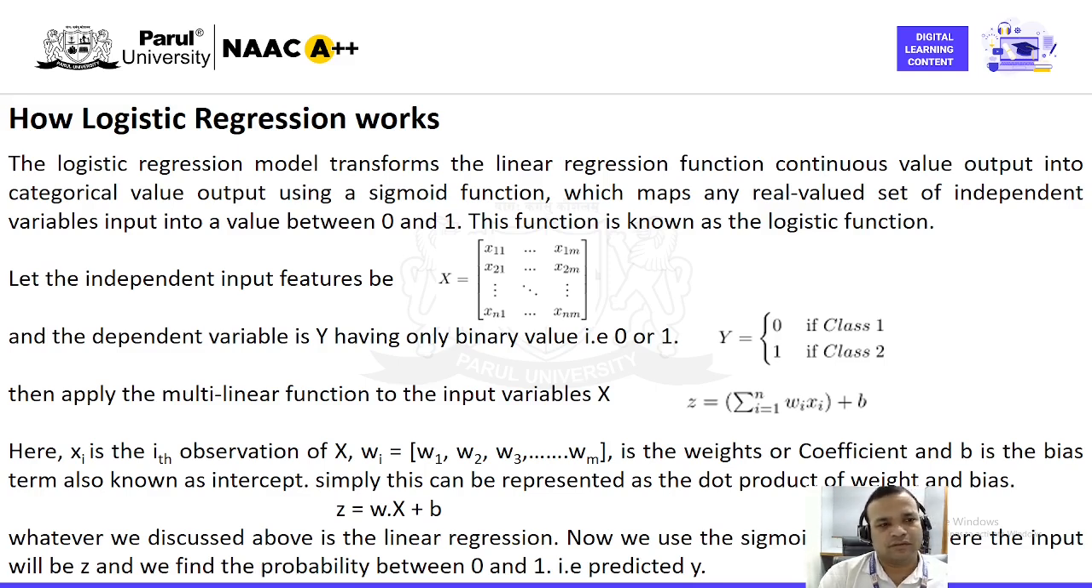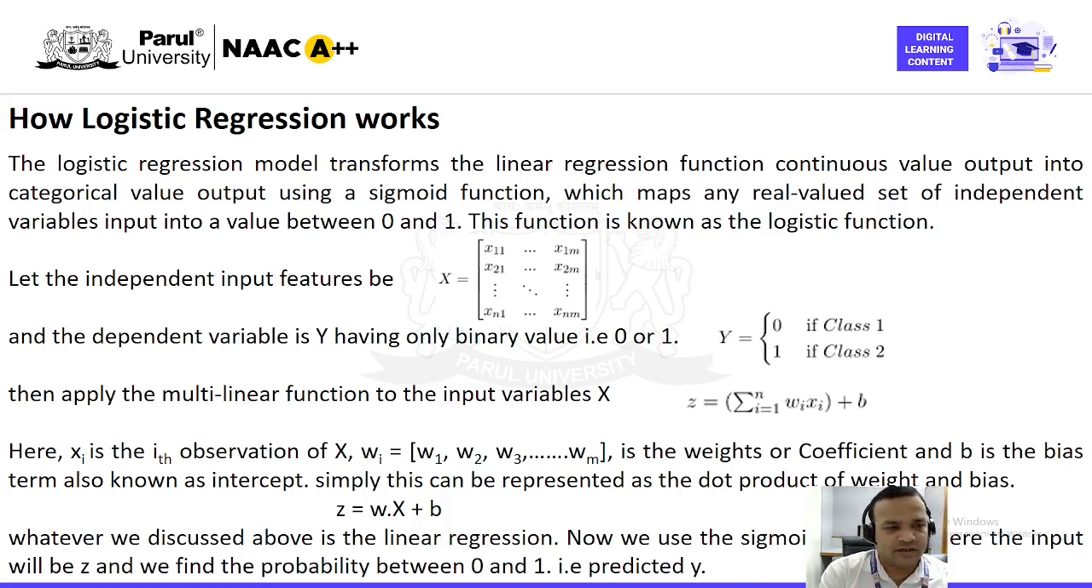How can we do this? With the help of the sigmoid function, which maps any real-valued set of independent variables input into a value between 0 and 1. With the help of the sigmoid function, we can change the set of real values of independent variables input into a class, whose value varies between 0 and 1. This function is known as the logistic function.